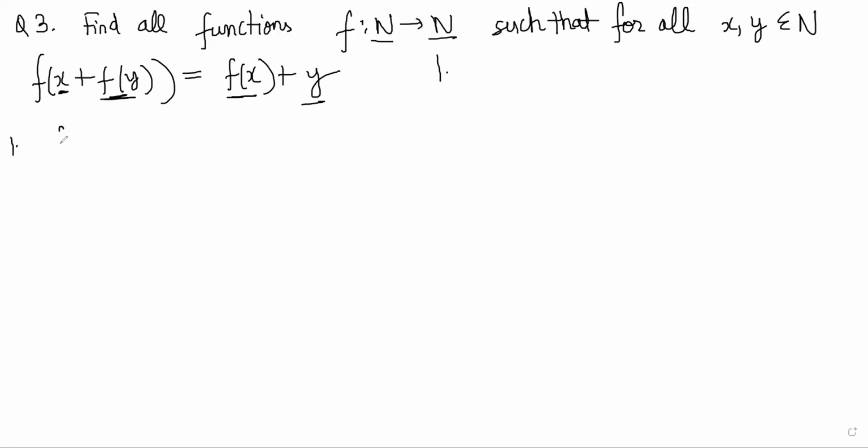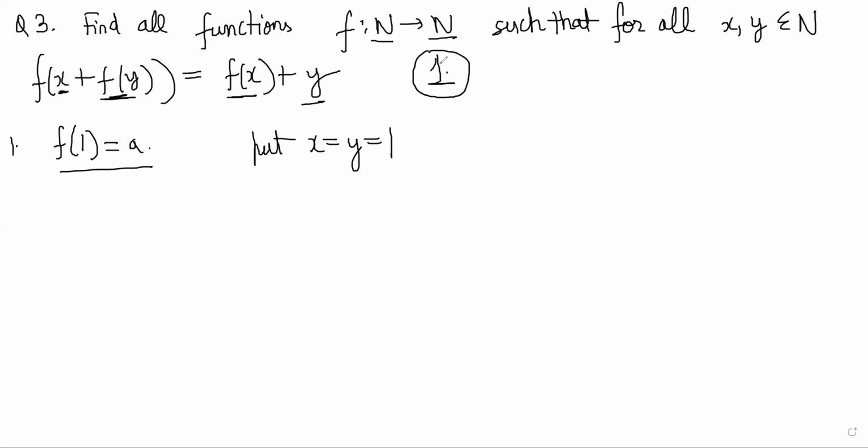So the first step is we take let f of 1 is equal to a. We don't know the value of a. And now we put x is equal to y is equal to 1 in the first equation. This is my first equation, equation 1, right?